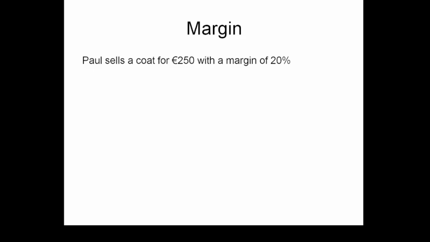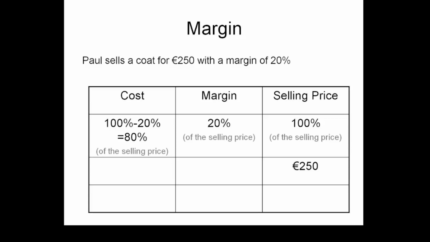Paul sells a coat for €250 with a margin of 20%. That's 20% of the selling price. If we're talking about margin, we're talking about a percentage of the selling price. So in this table, the selling price, of course, is 100% of the selling price. The margin is 20% of the selling price. So the cost is going to be the selling price, 100% of the selling price, less 20% of the selling price, which is 80% of the selling price. Now I'm laboring the point here a little bit, but just remember with margin, we're talking about a percentage of the selling price.